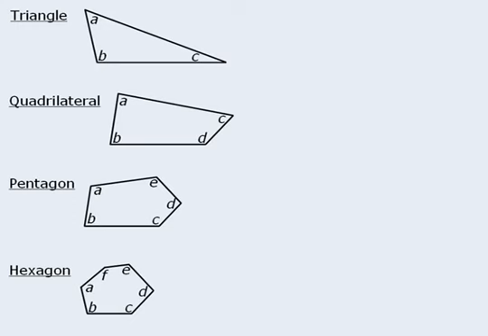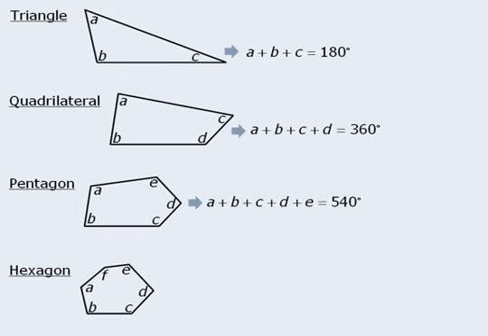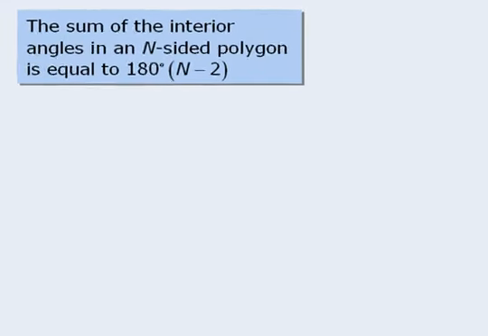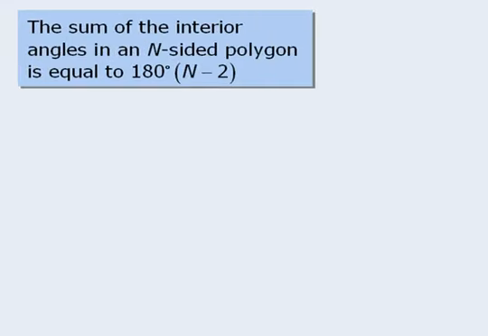Now in earlier lessons, we learned that in a triangle, the interior angles add to 180 degrees, and in a quadrilateral, the interior angles add to 360 degrees. To continue from here, the angles in a pentagon add to 540 degrees, and the angles in a hexagon add to 720 degrees. In general, if we have a polygon with n sides, then the interior angles of that polygon will add to 180 times n-2 degrees.